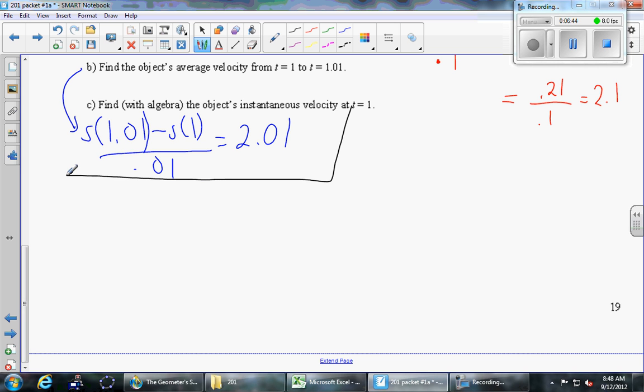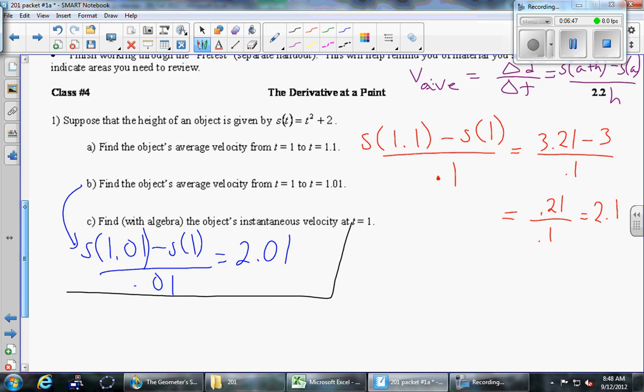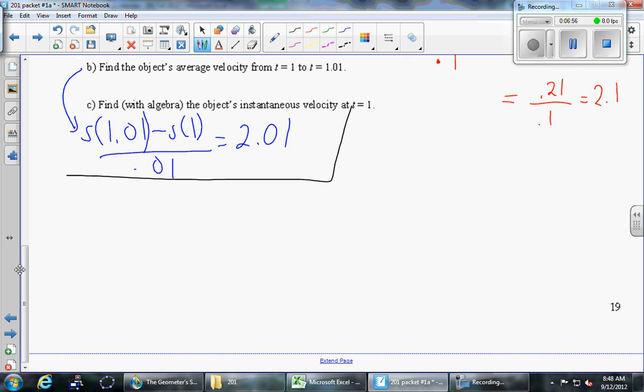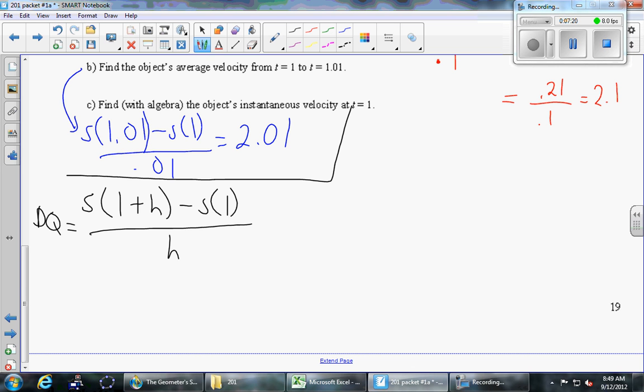All right, so we did something like this last time. We're going to write down basically that definition up there in purple, but how much is A? A is 1 in this problem. A is the moment in time that you're focusing on. So let's do S of 1 plus H minus S of 1 divided by H. And we actually gave a name to this fraction the other day. Anybody remember it? It's 2 words. It's the difference quotient. Difference because there's subtraction, quotient because there's division.